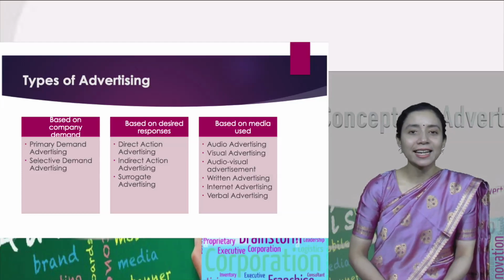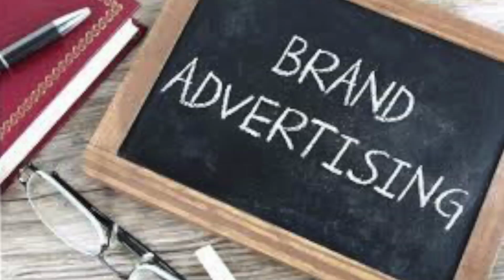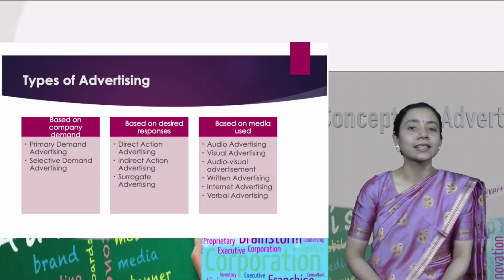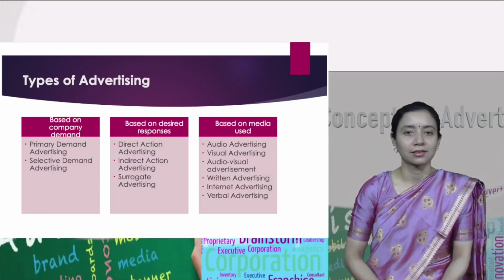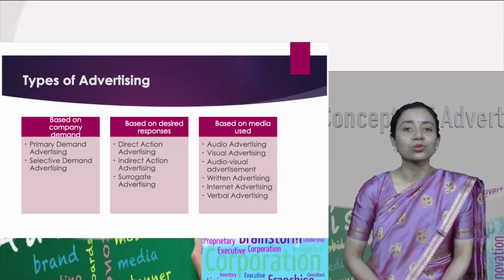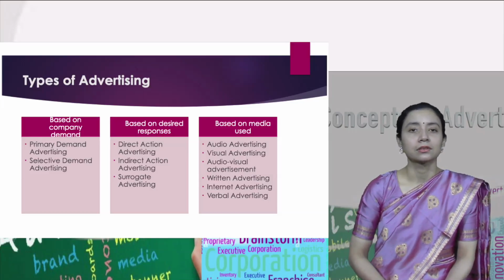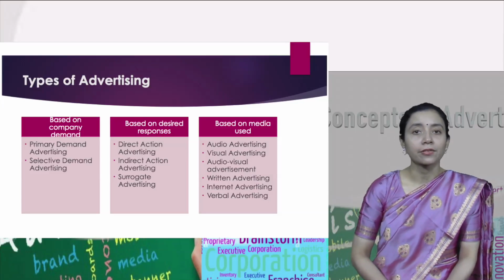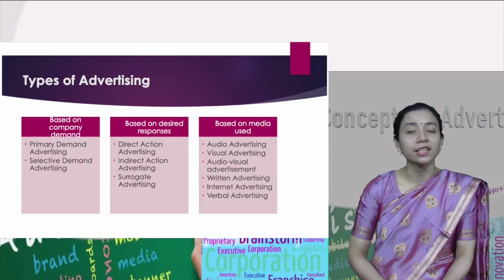Then we have selective demand advertising. This is done by a company or dealer to increase the company demand. The company would advertise its own brand only, and the retailer can also advertise a particular brand. For example, some brand of wristwatch, or some brand of a bike, some brand of television, that is how it's selective.